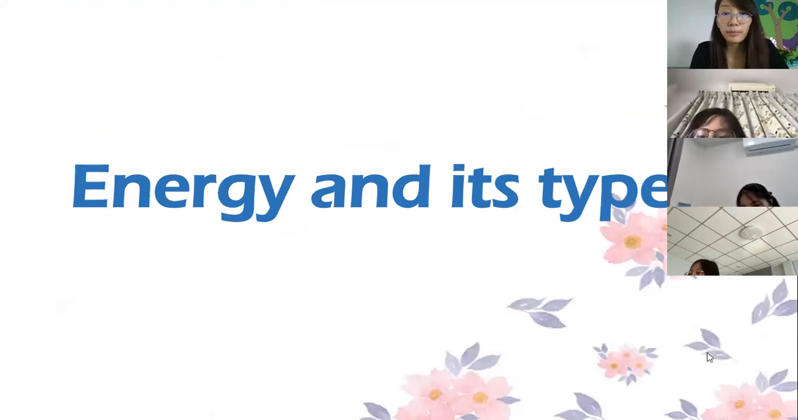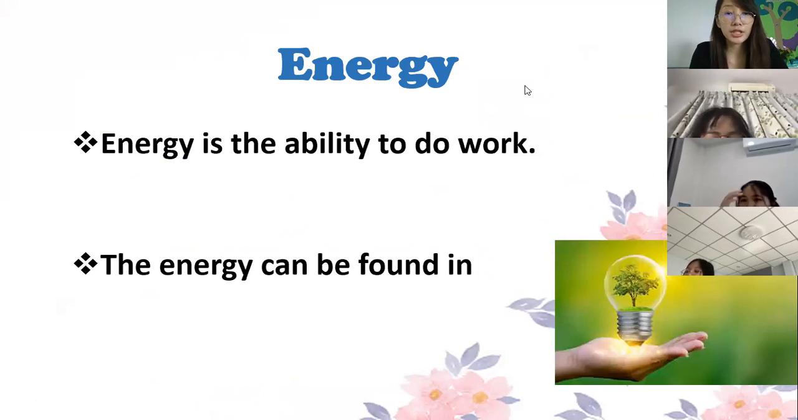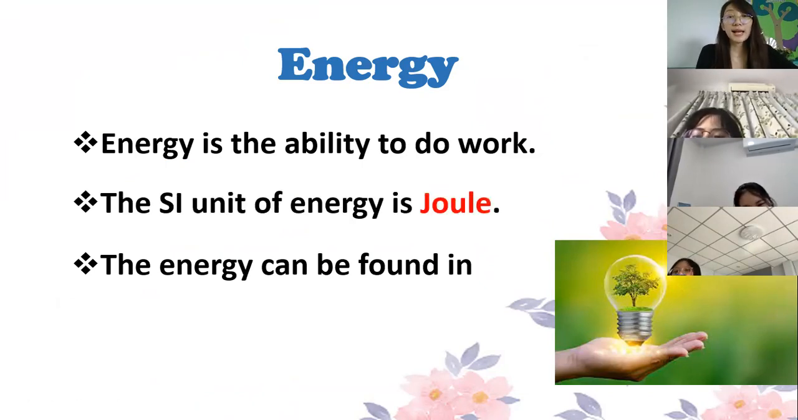So today we will learn about energy and its different types. What is energy? Energy is the ability to do work, right? In order to do work, what do we need? We need energy, right? So energy is the ability to do work. The SI unit of energy is joules, okay? Joules.